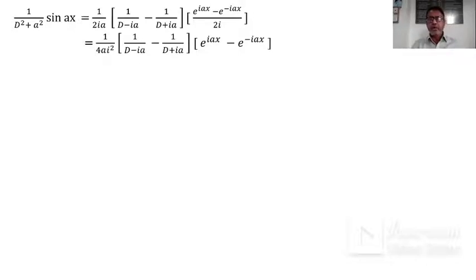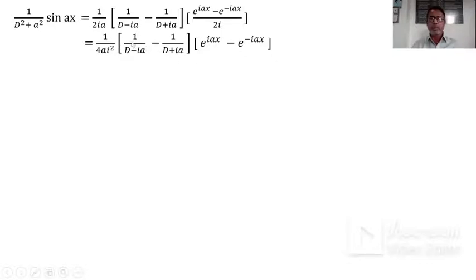We take this 2ia constant outside of the inverse operator, and we get this equal to 1 upon 4ai square. Take this 2i to the outside, this becomes 4i square a as it is, 1 upon D minus ia minus 1 upon D plus ia, operate on e to the power iax minus e to the power minus iax. Again, we simplify this bracket. This 1 upon 4i square is minus 1, means it becomes minus 1 upon 4a into bracket.